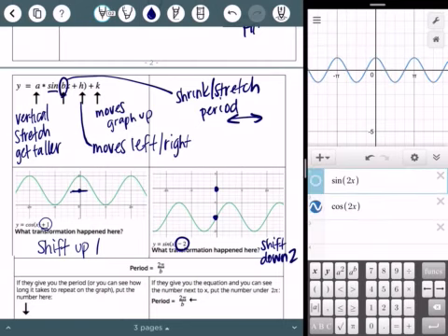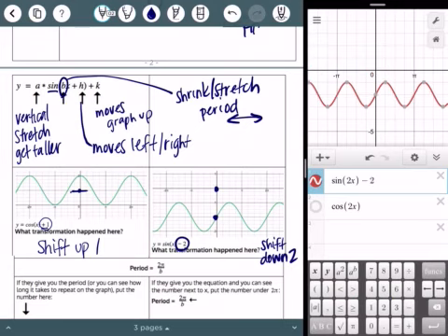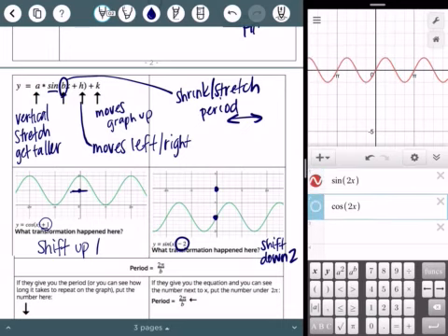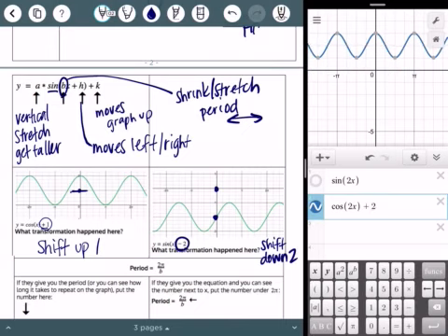So if I turn on my sine curve here and I just say, okay, -2, it's going to move down. If I say +2, it's going to move up. The same is true for my cosine curve. If I say -3, it moves down 3. If I say -1, it moves down 1. If I say +2, it moves up 2, right? So very similar to what we know already.